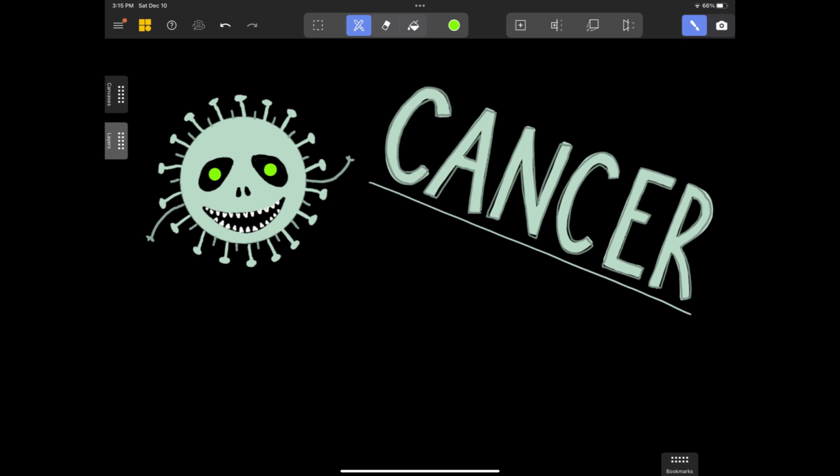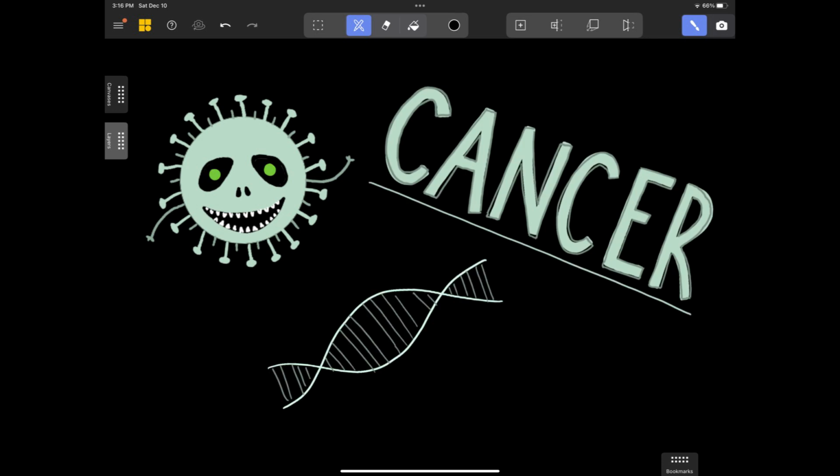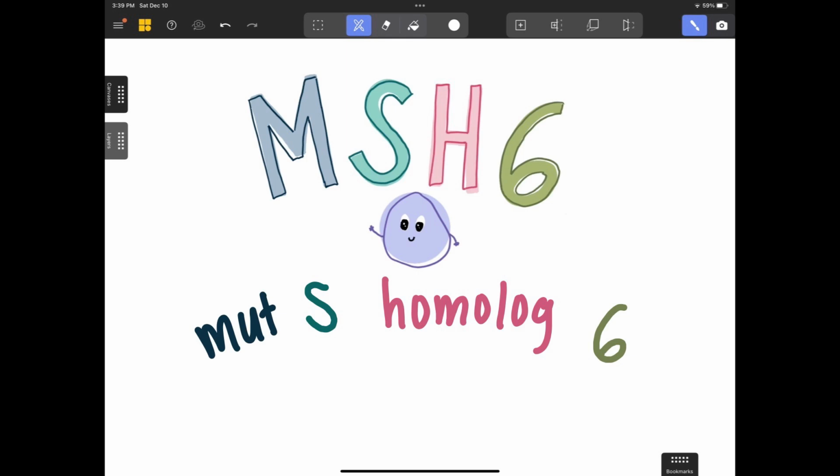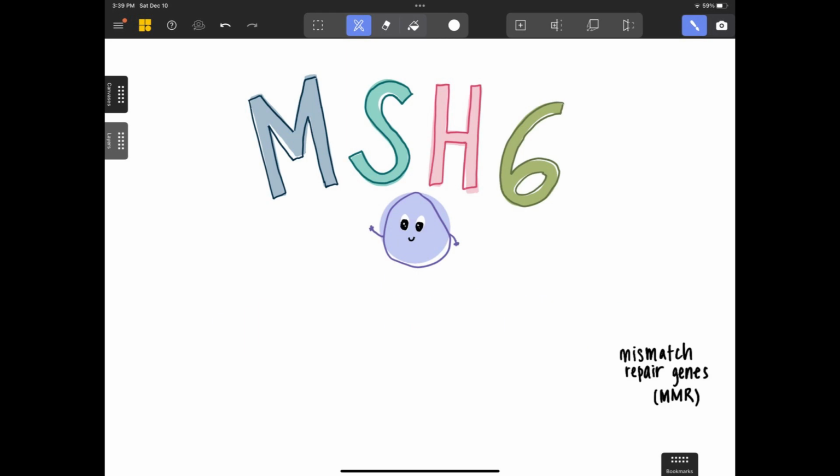Cancer. One of the incurable diseases of our world, cancer continues to take the lives of millions. But what prevents it on a genetic level? Well, let's zoom into one of the most important genes known to prevent cancer, MSH6. MSH6 is a member of a set of genes called mismatch repair genes, which are a type of DNA repair enzyme, which is a subclass of tumor suppressor genes.